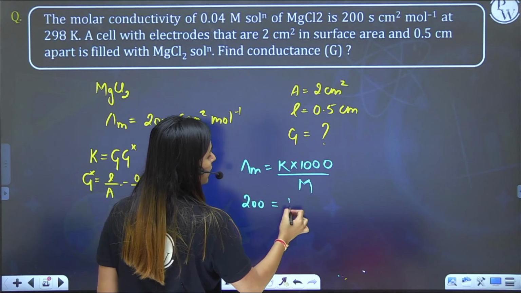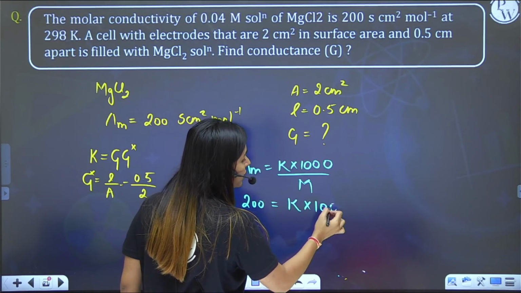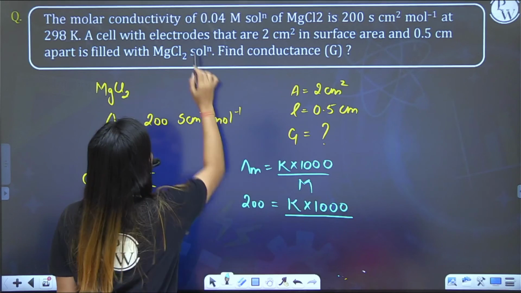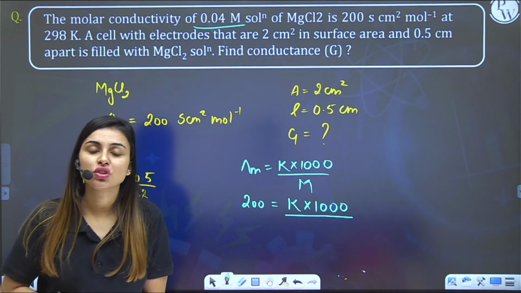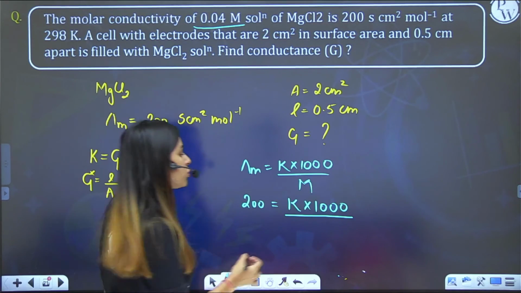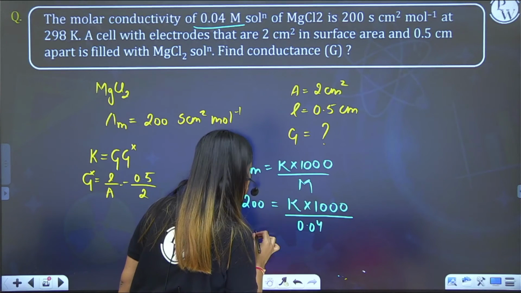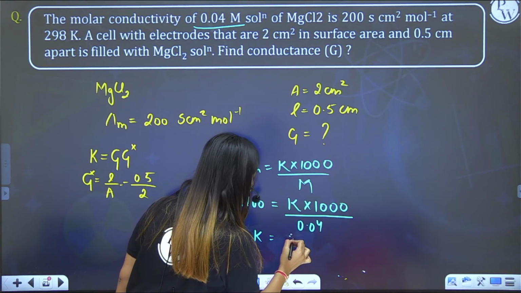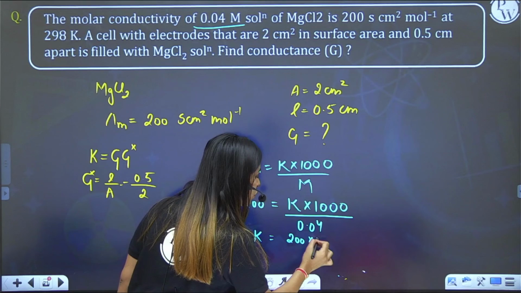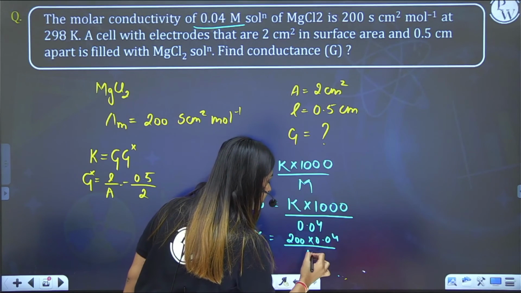What is the conductivity? I have to calculate into 1000. What is the molarity, my dear students? If you see, you are given the molarity, which is 0.04 molar. So this will be 0.04 molar. So K value will be equal to 200 into 0.04 upon 1000.